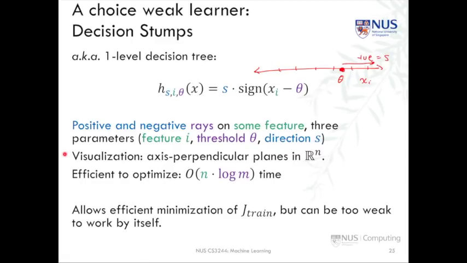A decision stump can be visualized as an axis perpendicular plane in the real space of the input, and it's actually very efficient to optimize because we just need to go through all of the n features and decide where to place the threshold by using a divide and conquer algorithm to find the optimal point to place the threshold theta in log m time. This allows for the efficient minimization of the training cost, but on its own, a decision stump is too weak to work by itself, so typically this is arrayed in boosting.